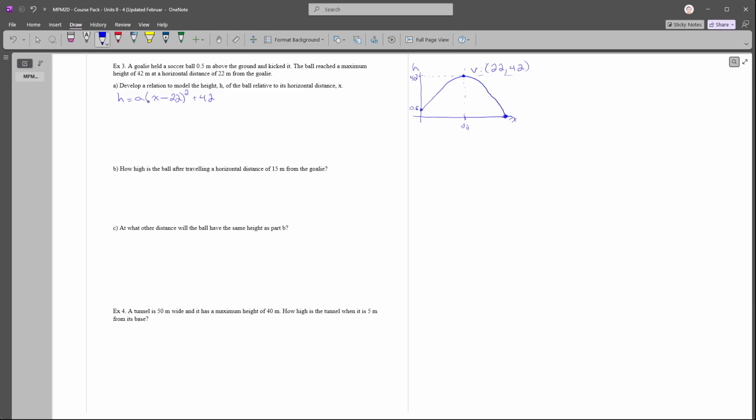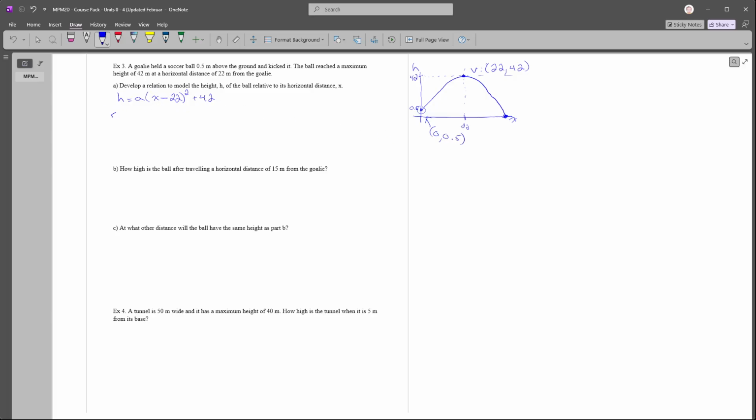So we need another point. Do we know any other points? Yep. We know where it started. It started at (0, 0.5). Oh, I got that backwards. (0, 0.5). There we go. So we're going to substitute those values in.